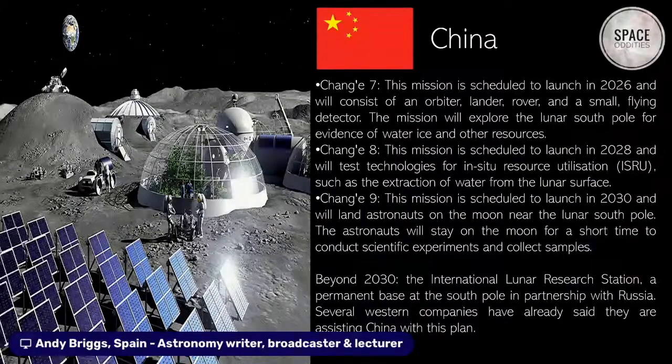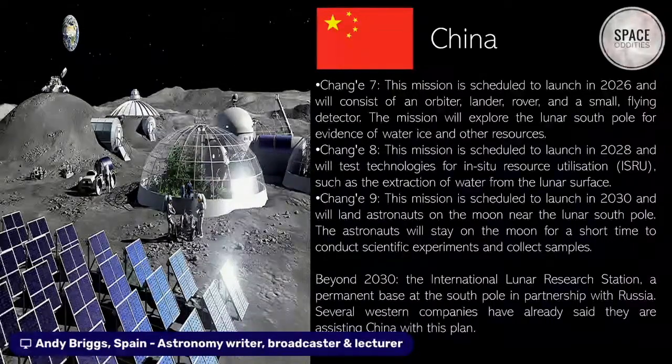Because that's what it is. Chang'e 9 in 2030, and they're going to land astronauts. China's going to land astronauts on the moon near the lunar South Pole. And beyond 2030, China is in partnership with Russia to develop the International Lunar Research Station, a permanent base at the South Pole of the moon. And actually, there are quite a few Western companies already helping China get this thing ready.